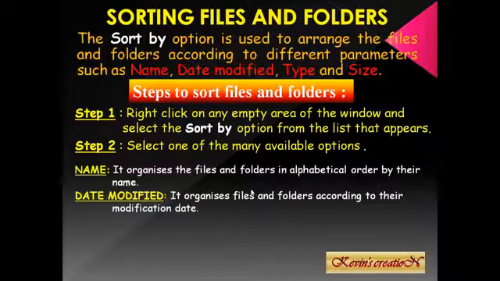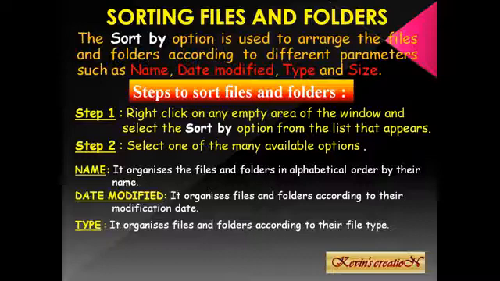And suppose you choose date modified, then it organizes files and folders according to their modification date, when you have created the file, when you have modified the file. So recently modified files will come up, and the files which you have not used, which were created long back, will come at the end in the list. Type, it organizes files and folders according to their file type. So various types of files will be organized according to their type. All the document files will be together, all the presentation files will be together, all the music and video files will be together. Then it is easy for you to find them. So this is one way of sorting.